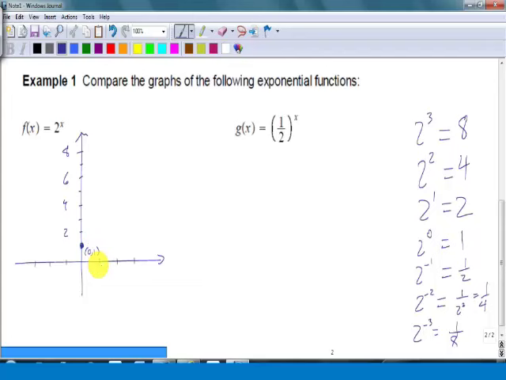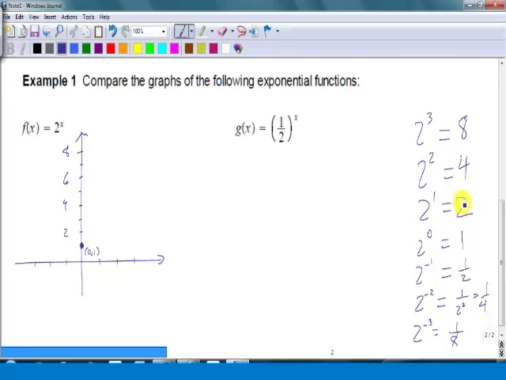Now, the base here is 2, but suppose it were 3. What's 3 to the 0 power? It's 1. What's 4 to the 0 power? That's 1. Even 1/2 to the 0 power, when we see it, that's also going to be 1. So what we'll notice at the point 0, 1, before we do any shifting or stretching or reflecting, point 0, 1 is going to be the y-intercept for these basic exponential functions.